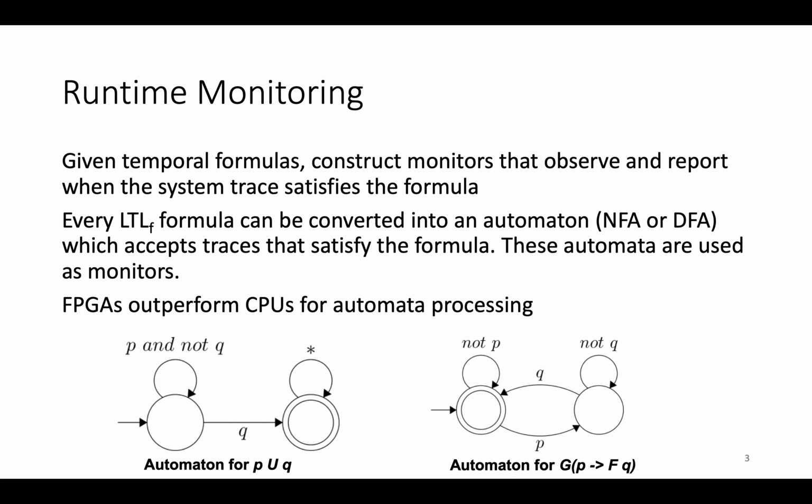The first is an automaton that recognizes an input such that signal P must be active up until signal Q. The second is an automaton that recognizes an input such that if there is an active P signal, there must be an active Q signal after that P signal. Previous work, including Grapefruit, published earlier this year at FCCM, has shown that FPGAs significantly outperform CPUs for automata processing, especially as the number of automata, or in our case LTLf formulas, increases.